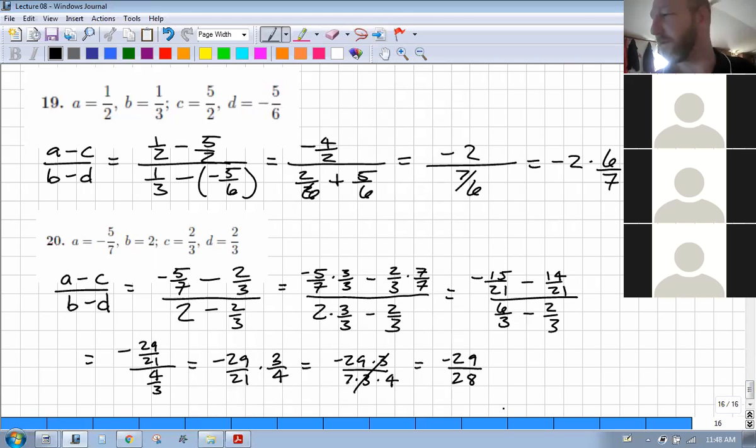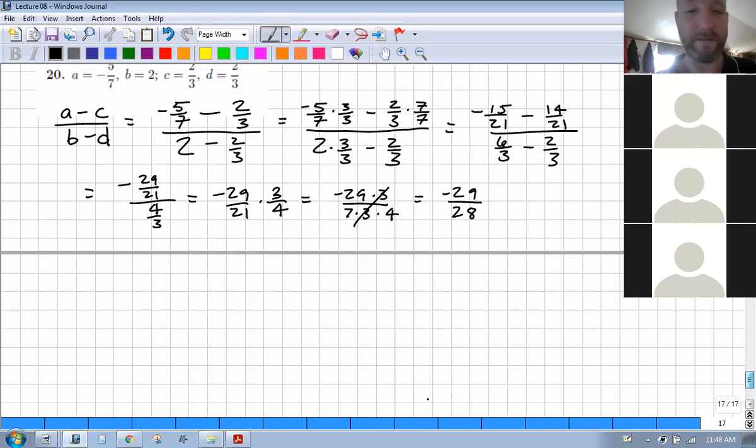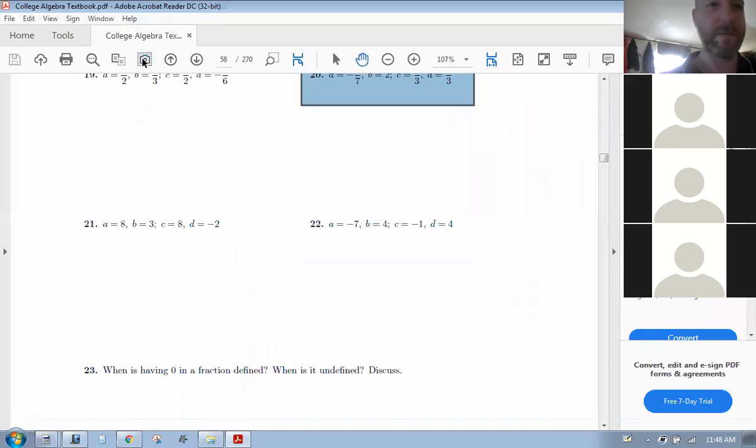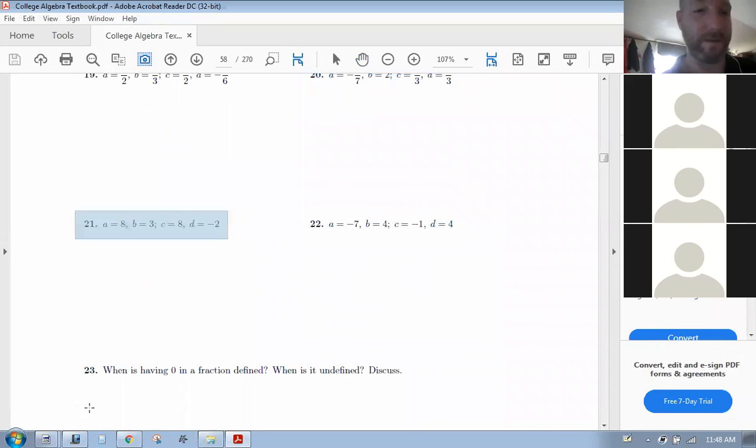Any questions? It's all just fractions here. Fractions and fractions and fractions. We'll be good at fractions by the time we're done with this.